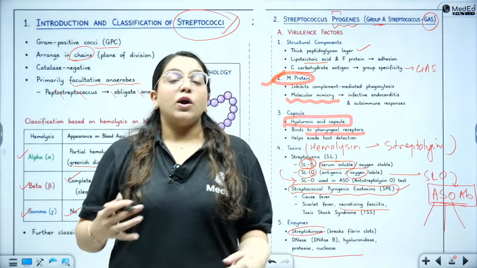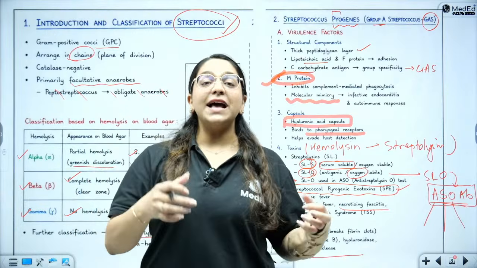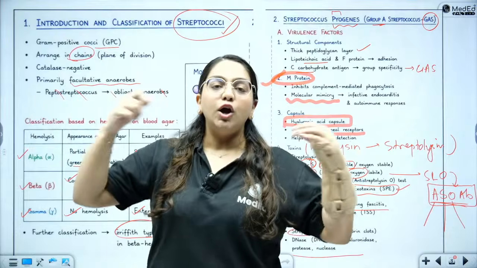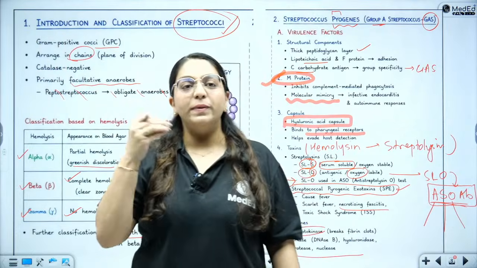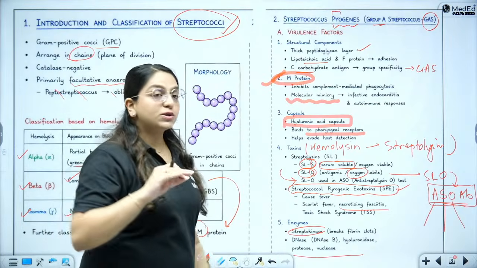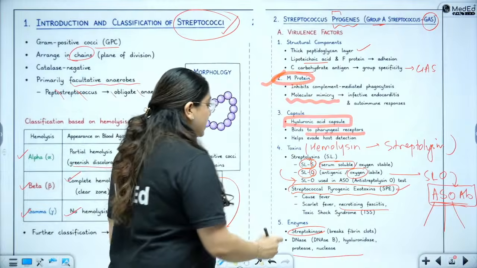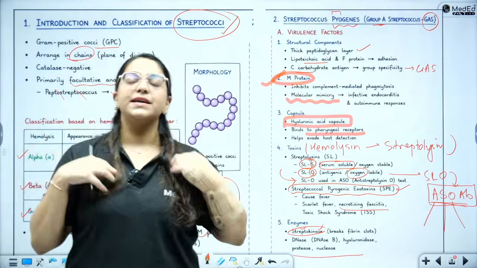Then what will the body do? Body will produce clot barriers. So it has to break these clot barriers to spread further and further into your skin. So to break these clot barriers, I will tell you, Shreyas, wait. To break these clot barriers, it will produce streptokinase. So streptokinase is the clot bursting enzyme.